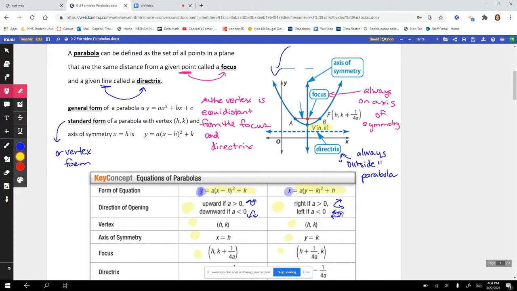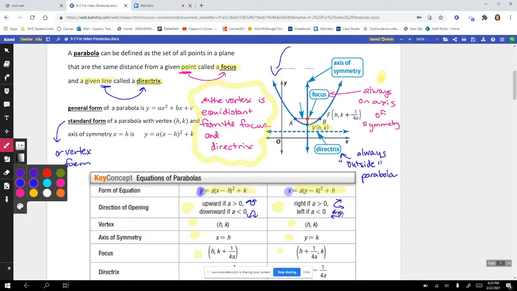So we go back up here. You can see that a point is the focus, and the directrix is a line. And both of those are equidistant from the vertex. If you look at our diagram over here, we have a lot going on. The focus is always on the axis of symmetry, and the directrix is the line. It's always going to be outside the parabola.